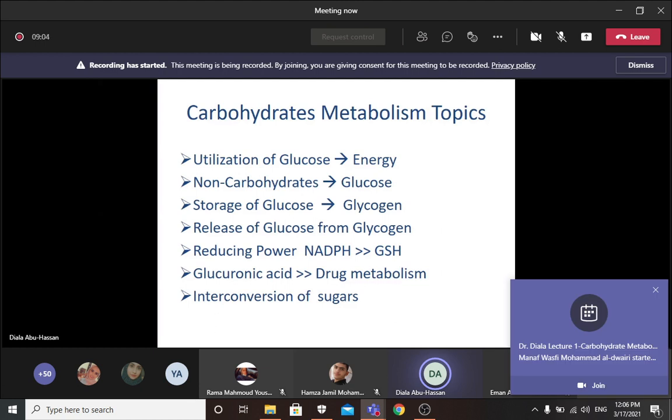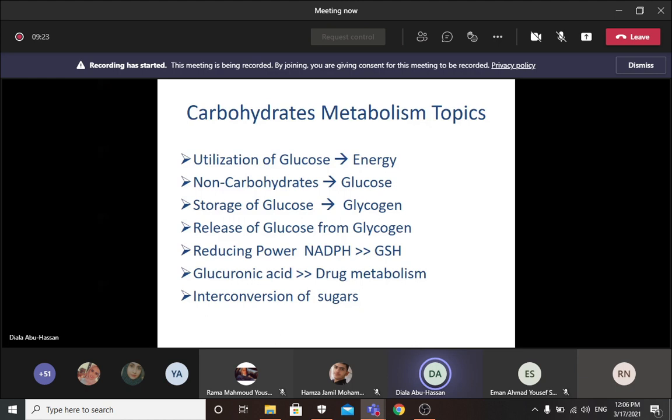راح نحكي عن synthesis of glucose from other sources أو non-carbohydrate sources اللي هي عملية gluconeogenesis. We're going to talk about the storage of glucose once we have excess of it, اللي هي synthesis of glycogen, and we're going to discuss the breakdown of glycogen into glucose to release it and use it as a source of energy under certain conditions.